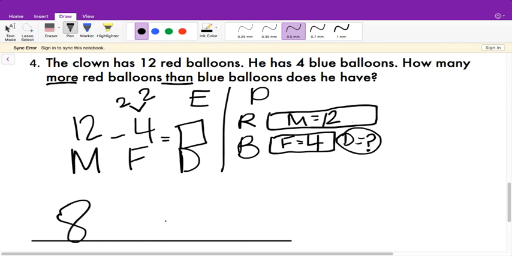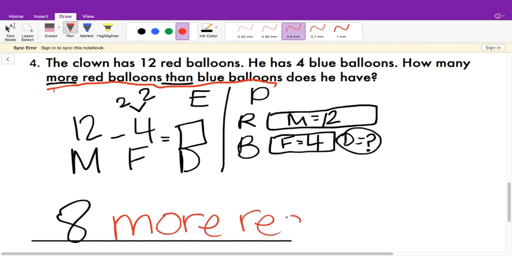Now I need to go back and look for the label. So I'm going to look after how many. That's right. So how many more red balloons than blue balloons does he have? So I'm going to write 8 more red balloons.